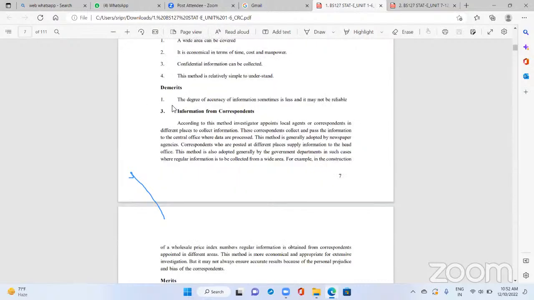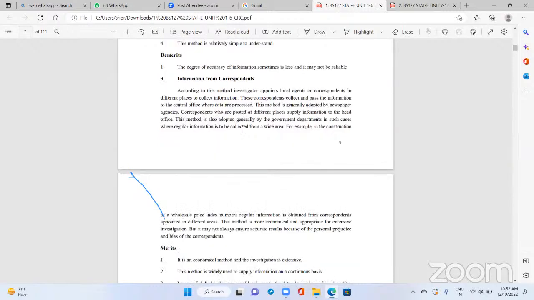The demerits also are there. The degree of accuracy of information is sometimes less. It may not be reliable, as the accuracy is sometimes very low compared to door-to-door personal interviews. Now, number 3 is information from correspondents. According to this method, the investigator finds local agents or correspondents in different places to collect information.